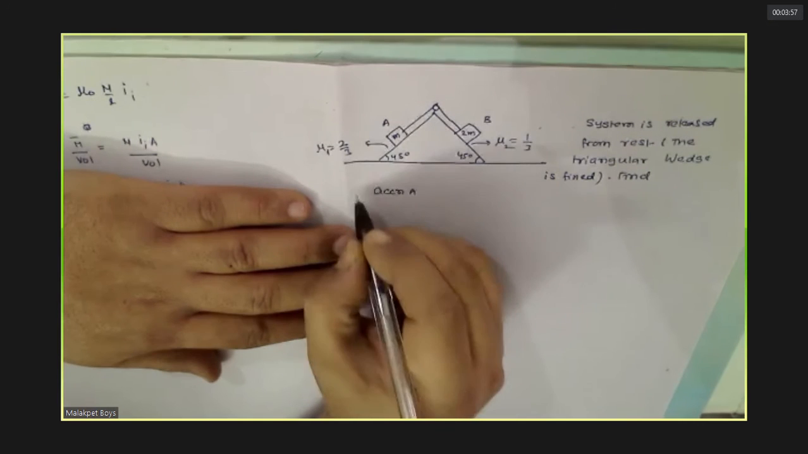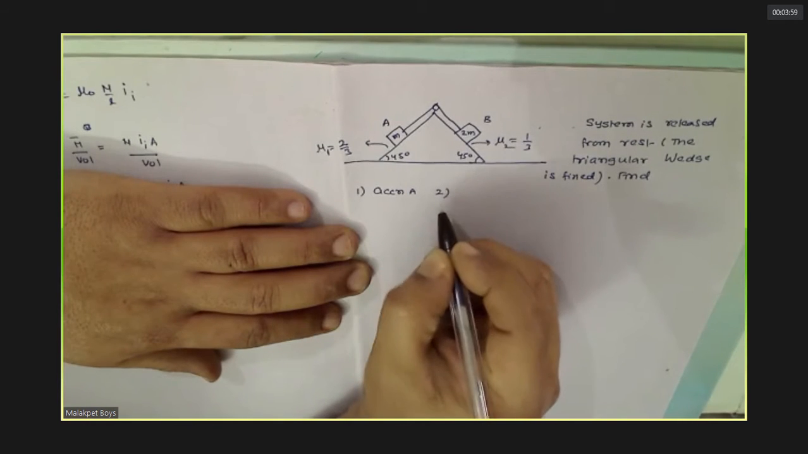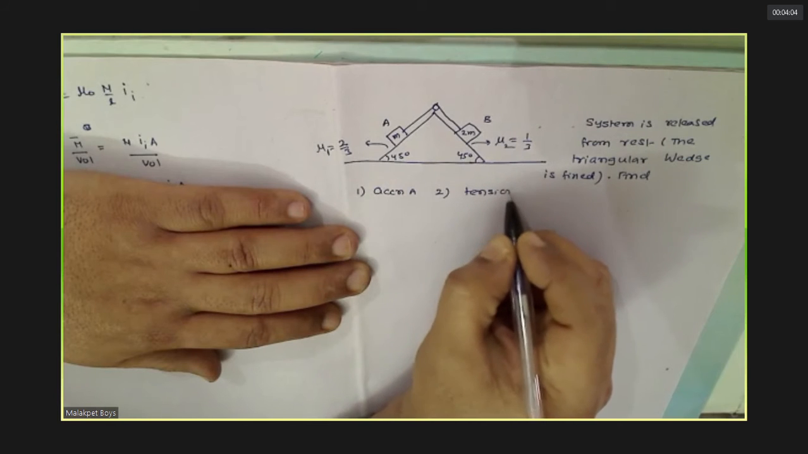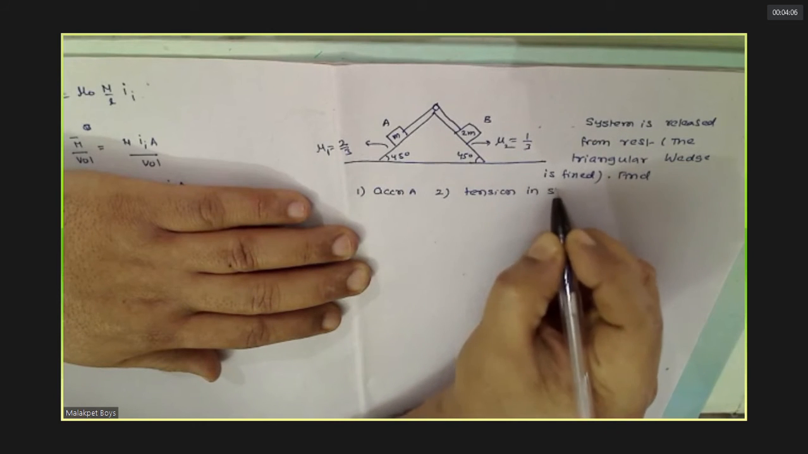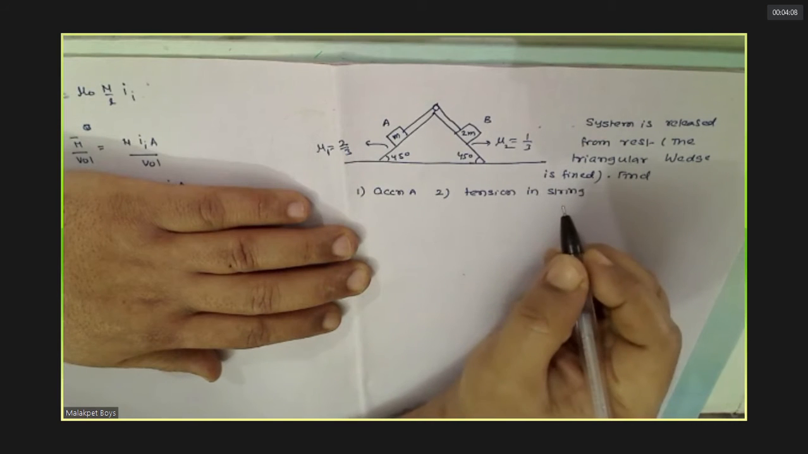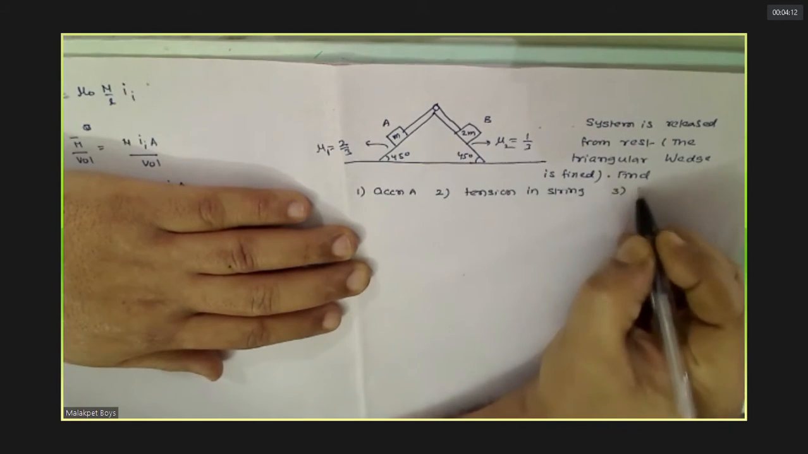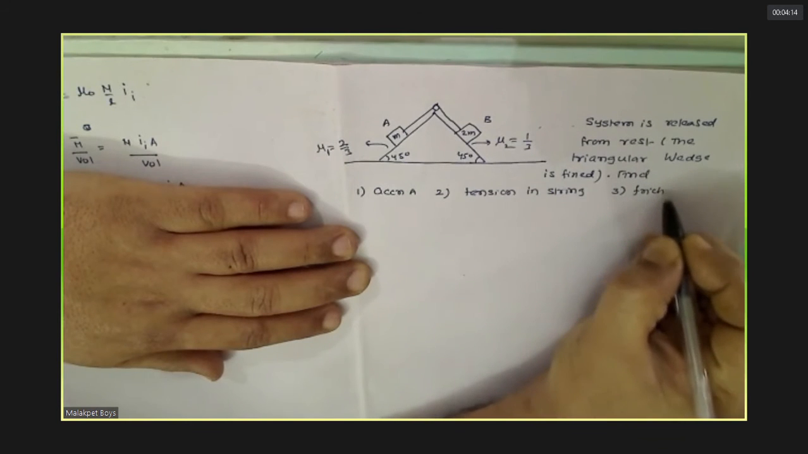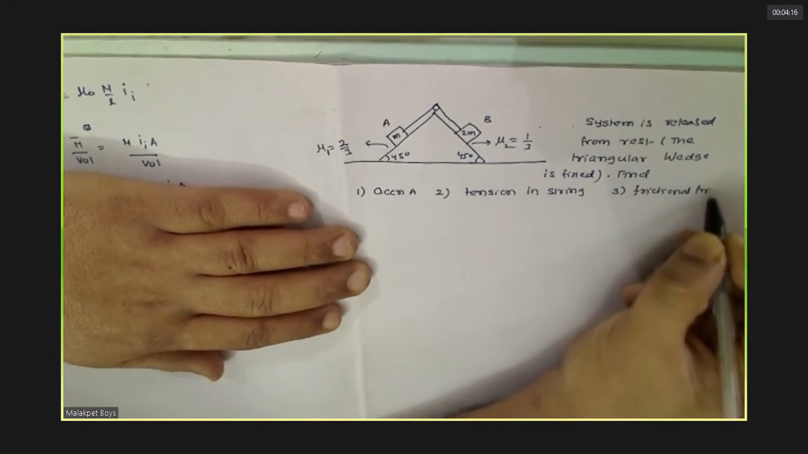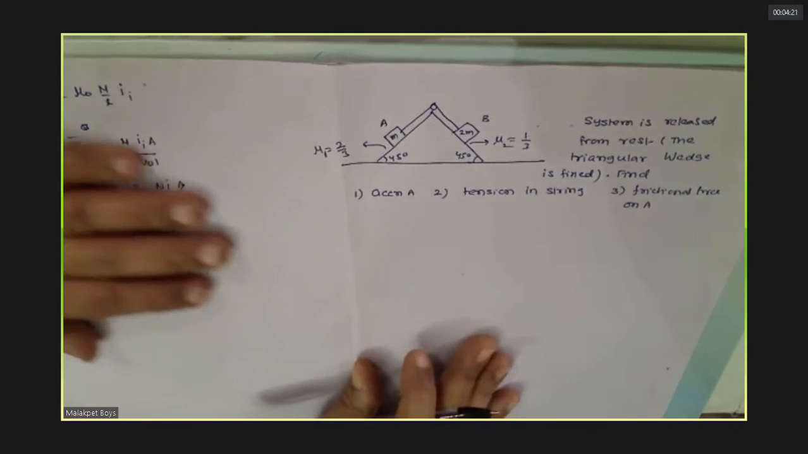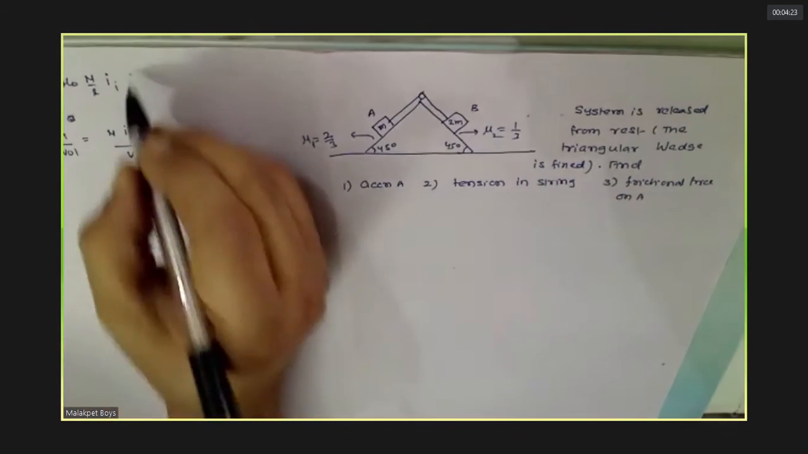Find the acceleration of A, tension in the string. Understood this?